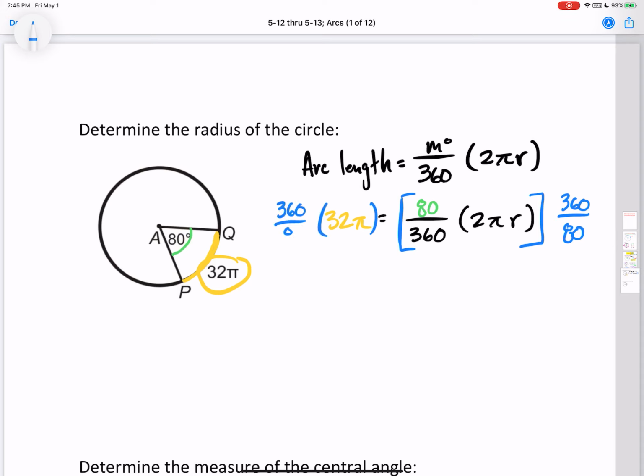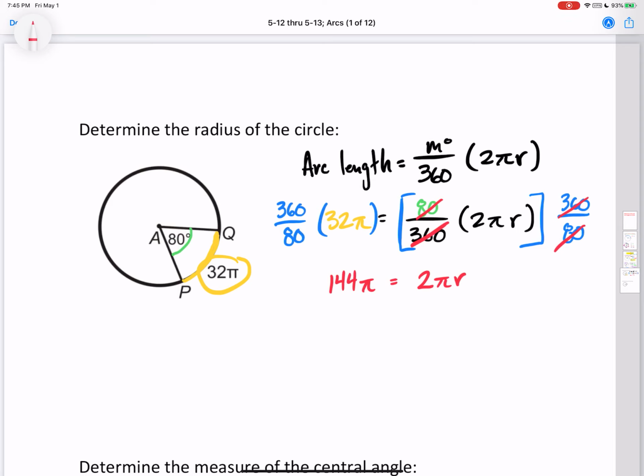What I do on one side, I do to the other. And that way, the 360 and the 80s will cancel out on the right. So the 360s cancel each other out, the 80s cancel each other out. And now I've got 360 over 80 times 32 pi. If you calculate all of that, that ends up being 144 pi is now equal to 2 pi r. So you could do 360 times 32 divided by 80, and that's going to give you 144. And we still have that pi.